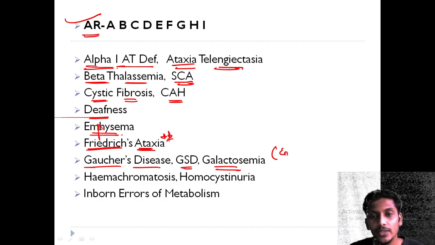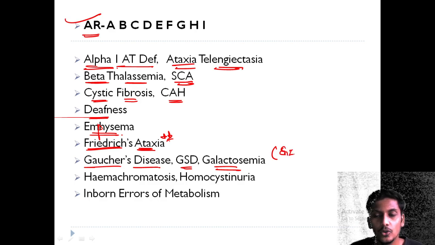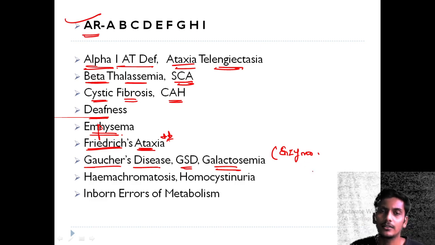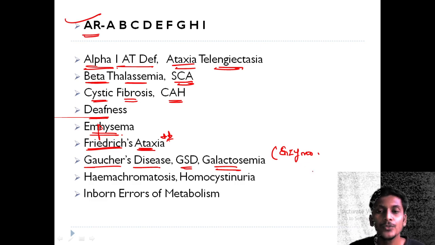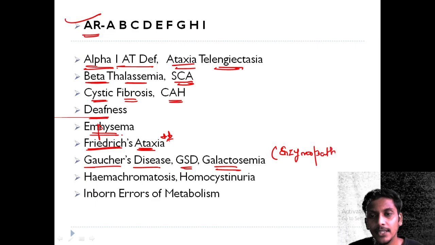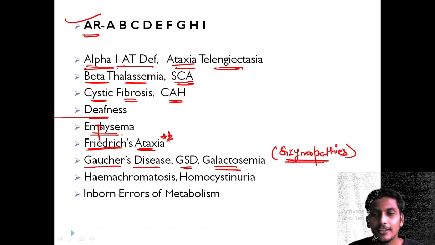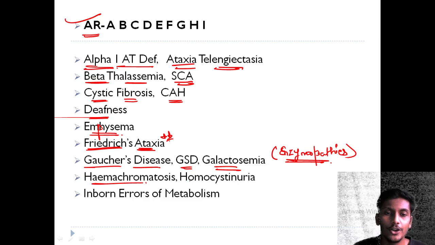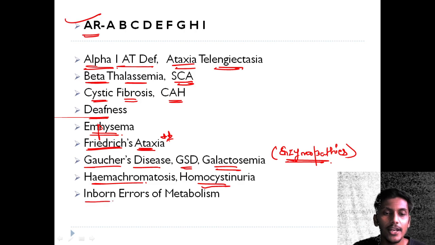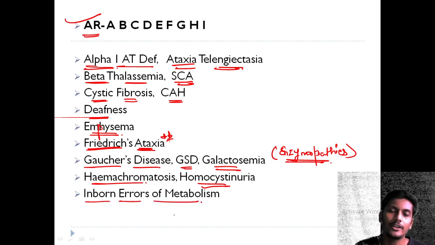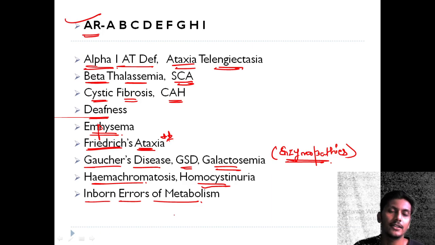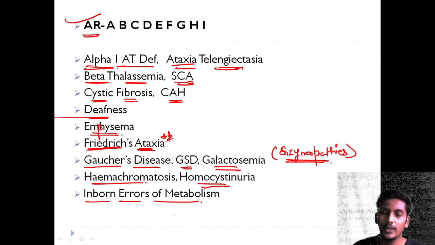So please remember usually whichever enzymopathies there are, they usually inherit by autosomal recessive pattern of inheritance. There are some exceptions, which we will be discussing. So please remember most of the enzymopathies inherit by autosomal recessive pattern of inheritance, with some exceptions. Okay, next is H for hemochromatosis or homocysteinuria, and I for inborn errors of metabolism. This is your autosomal recessive pattern of inheritance by which all these diseases will inherit.